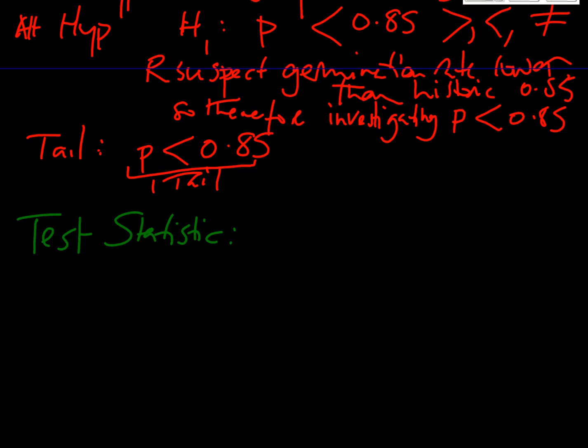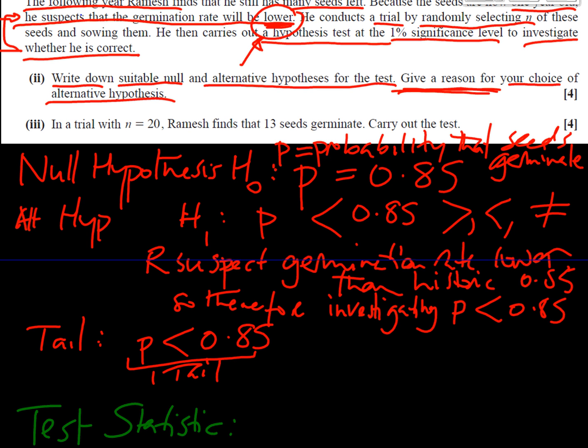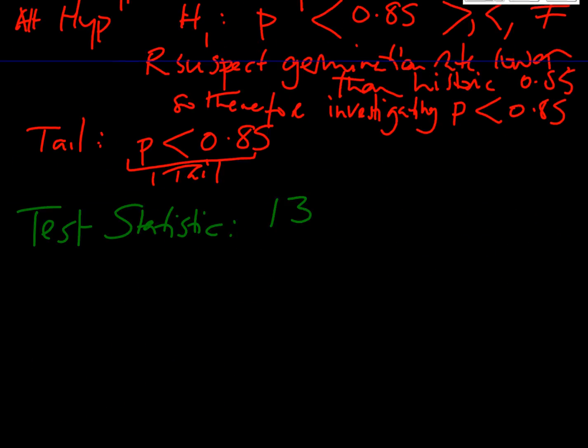Okay, so now we're on to part 2, and what have they told us about our test statistic? Well, here it is. In a trial, that's our test, of n equals 20, Ramesh finds that 13 seeds germinate. So that's our test statistic. Yeah, that's what we've got. So in binomial terms, we've got 13 of 20. Okay, so that's really useful. That gets us on the go.